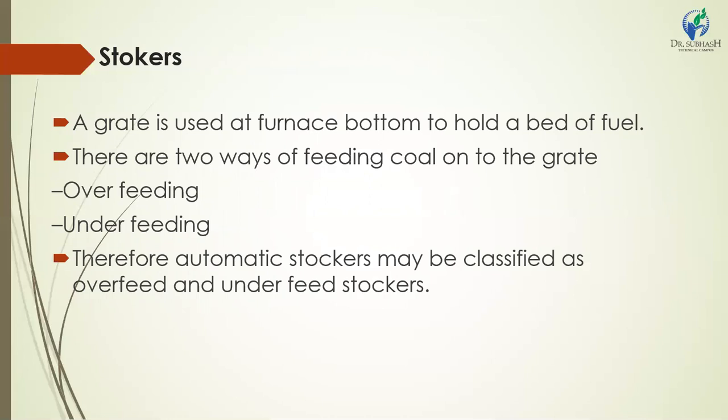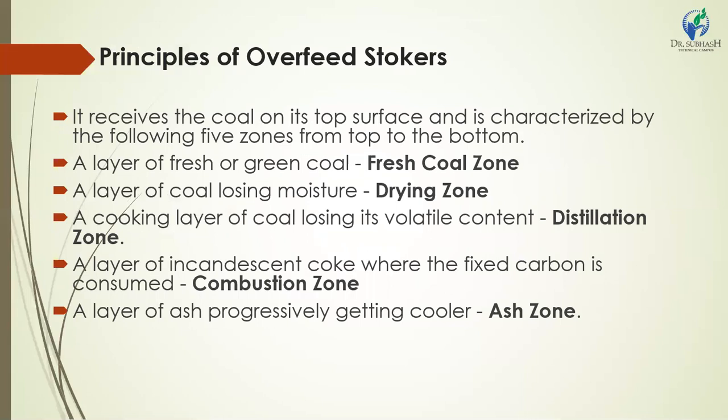So we will see the stokers. Basically stokers are classified into two types. First one is overfeed, and second one is underfeed. So automatic stokers may be classified as overfeed and underfeed. Now the principle of overfeed stokers. In an overfeed stoker, coal is fed onto the grate above the point of air admission, and primary air first comes in contact with ash.